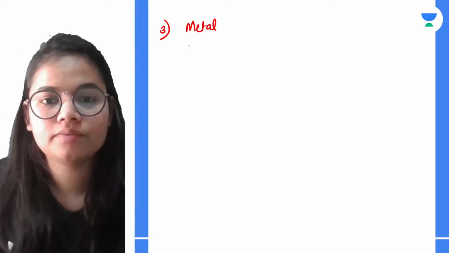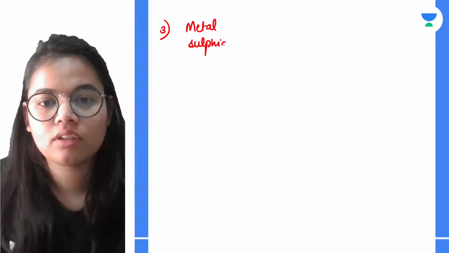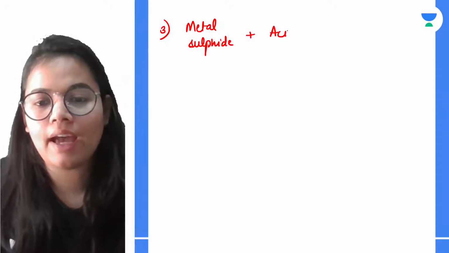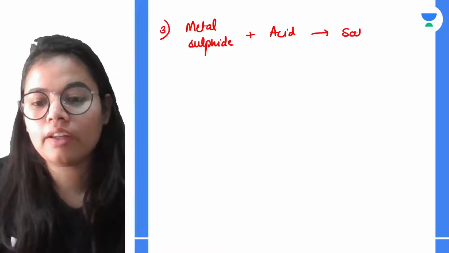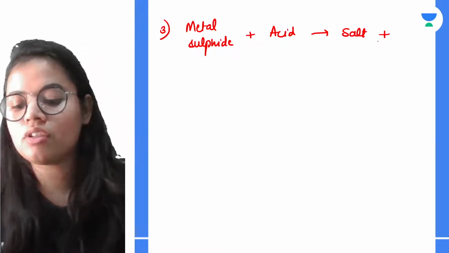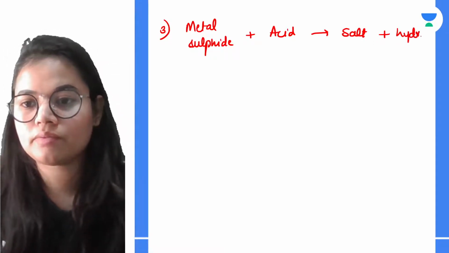So when any metal sulfide reacts with the acid, we get salt and we get hydrogen sulfide gas.